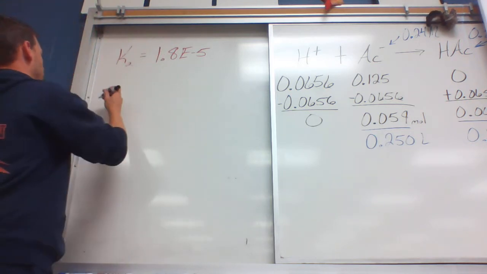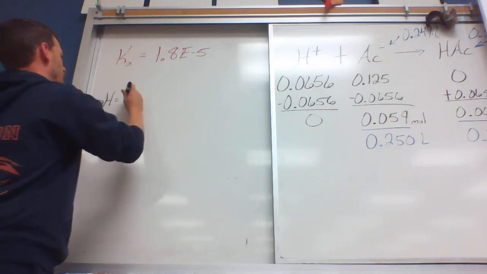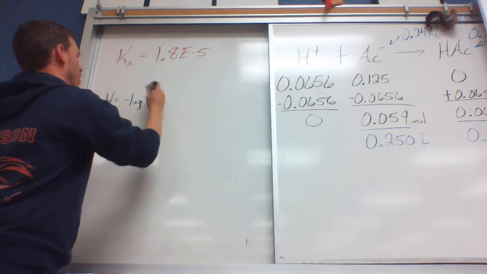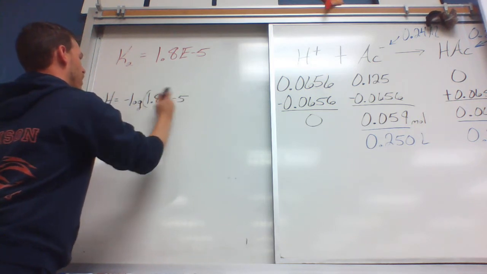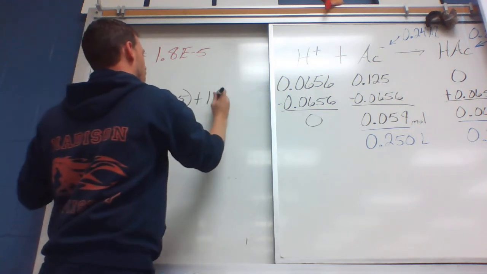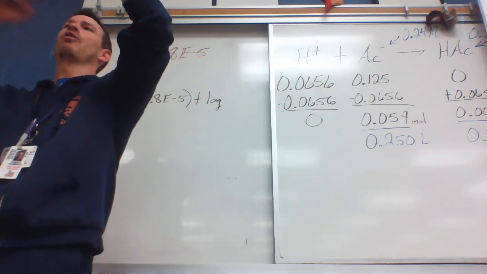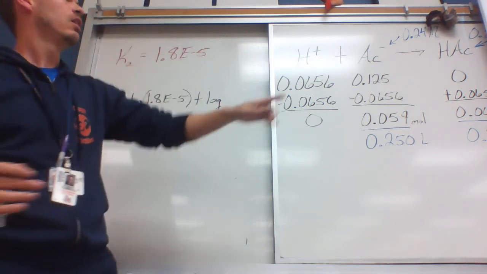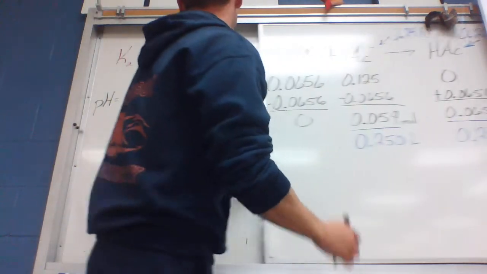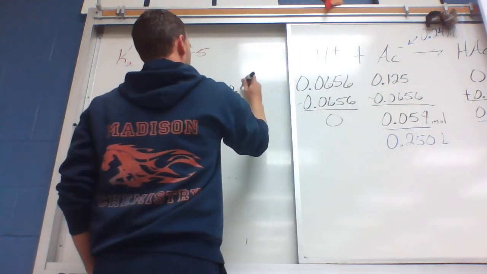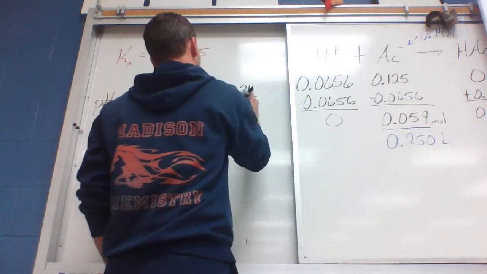HH equation says that pH equals the negative log of 1.8 E negative 5 plus the log of the ion concentration over the weak concentration. So just make sure that you don't get them mixed up. It's going to be 0.24 over 0.262.